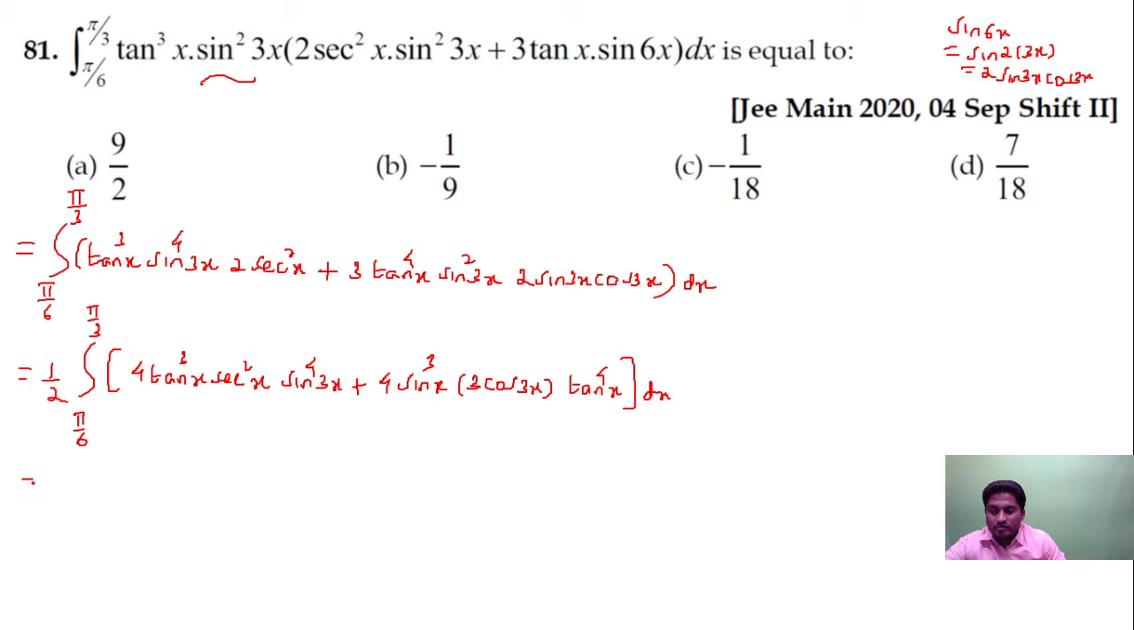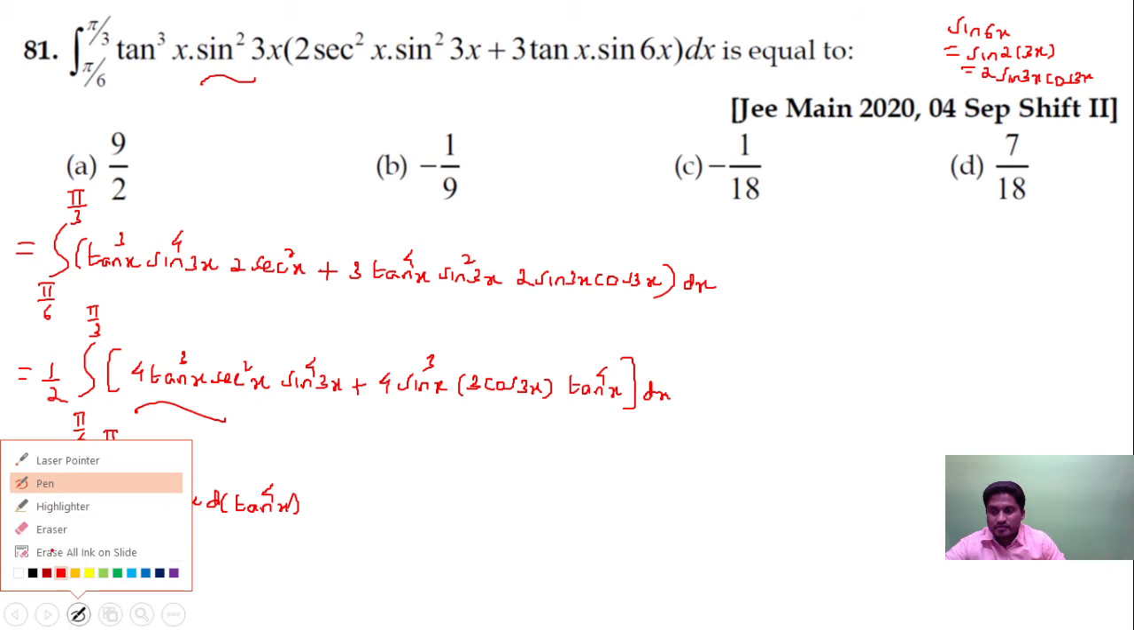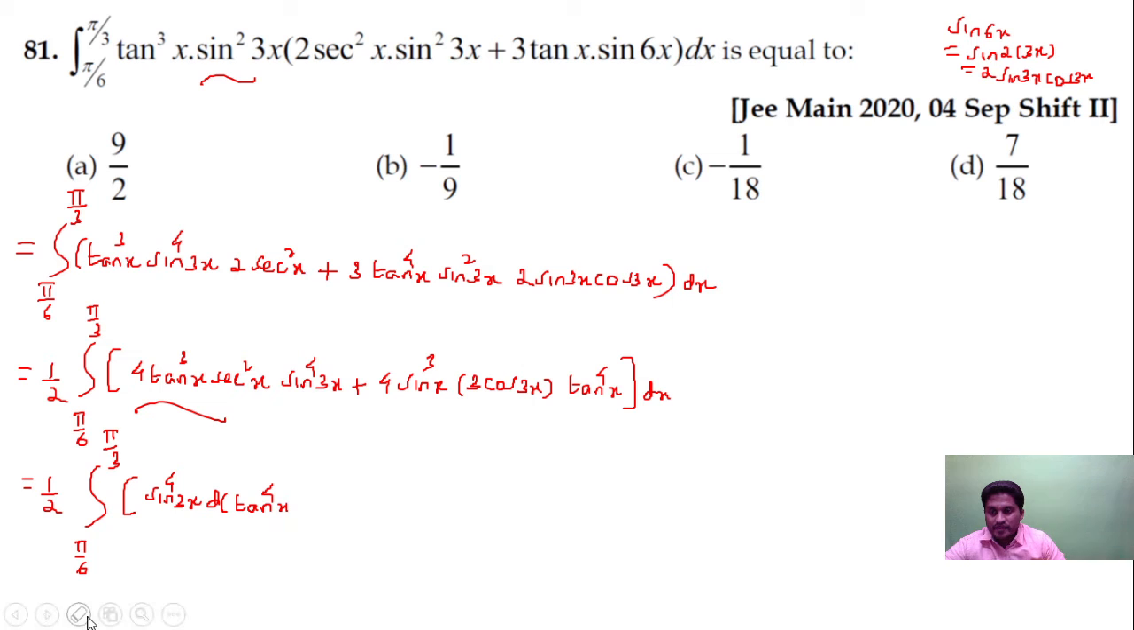So this is equal to 1 upon 2, lower limit is pi by 6, upper limit is pi by 3, and then this is sine to the power of 4 3x. The remaining terms can be written as d of tan power 4x. D of tan power 4x will be equal to 4 tan cube x into sec square x only. Now plus this is equal to tan to the power of 4x.